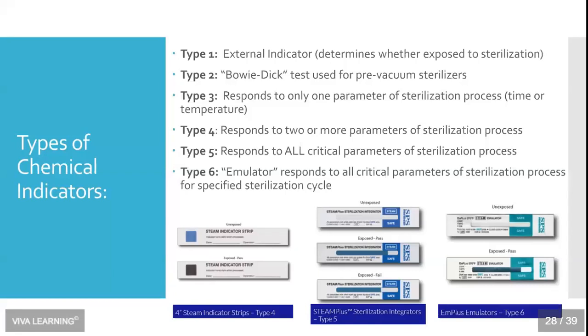Type 4 responds to 2 or more parameters in the sterilization process. Type 5 responds to all critical parameters in the sterilization process. And type 6 are emulators, and those really are not used in dentistry at this time. In dentistry, we're seeing more and more use of type 5 indicators.